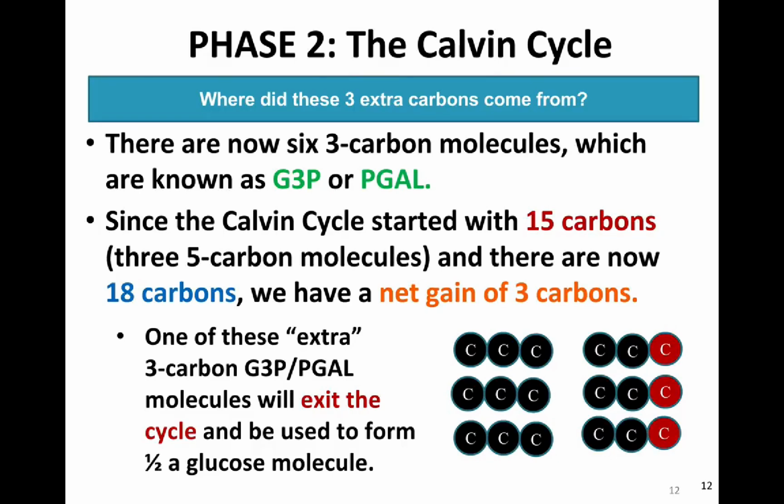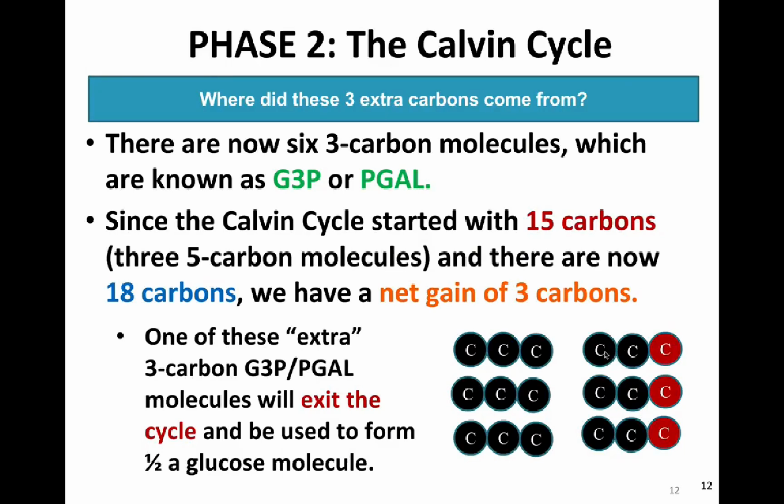And what's going to happen is one of those extra 3-carbon G3P molecules will actually exit the cycle, and it will be used to form half of a glucose molecule. Because, like we said, glucose is made up of 6 carbons in total. So if one of the 6 of these 3-carbon molecules that were formed after the reduction phase leaves, that will make up 1/2 of a glucose molecule. And remember, the end product of photosynthesis we want is glucose. So one of these 3-carbon molecules is going to exit the cycle, and it's going to be used to make up the glucose.